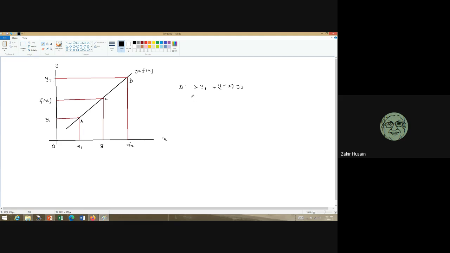Okay. So over here, what is the linear combination of y1 and y2? It is this. So here we can see that C and D will be equal. Right?